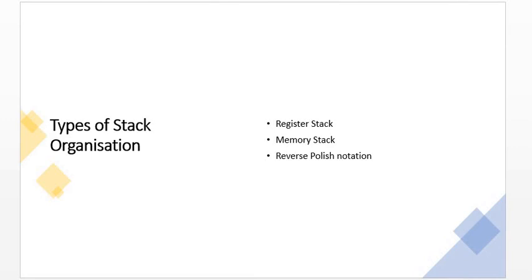So the next item that we want to look at relates to types of stack organization. Basically, we have about 3 types of stack organizations, which are register stack, memory stack, and reverse polish notation. So this is what we're going to look at next.